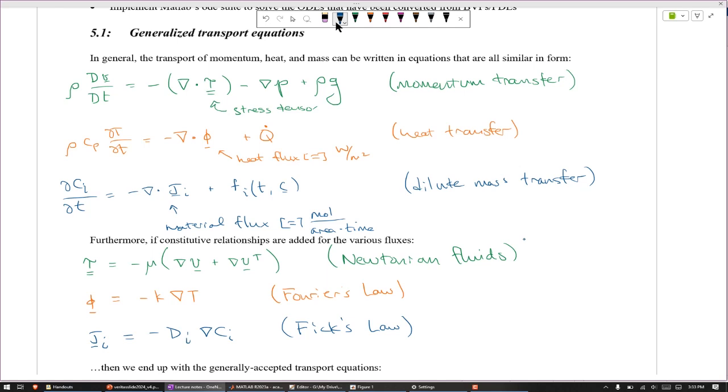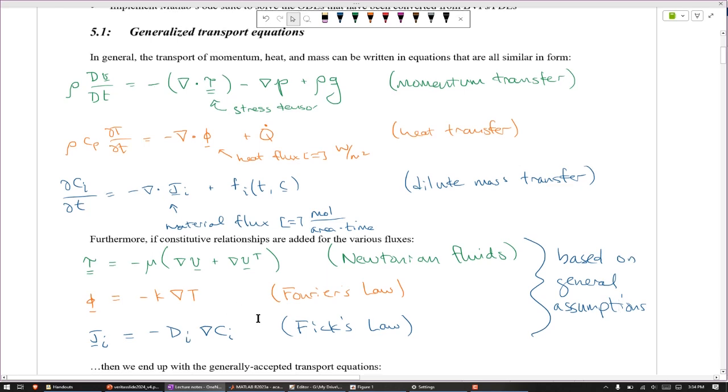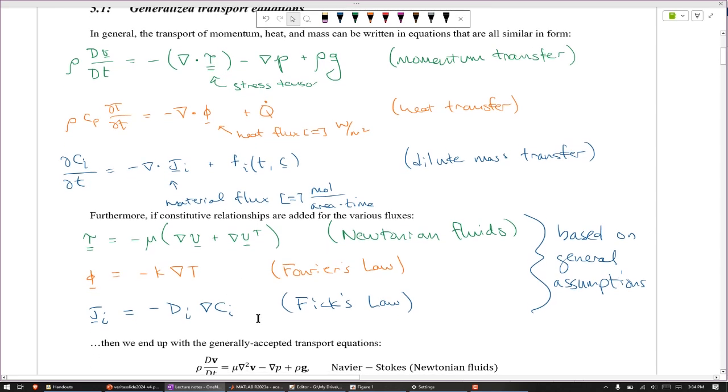Now these constitutive relationships, they don't hold true forever. They're not as fundamental as mass balances, right? So they're not God-given. They're based on general assumptions, which hold generally true. So there are a lot of fluids that are Newtonian fluids. There are a lot of scenarios where Fick's law of diffusion holds. And so your flux is proportional to the gradient of your concentration, right? Or Fourier's law, where your heat flux is proportional to the gradient of your temperature. They're not always true, but they're typically true.